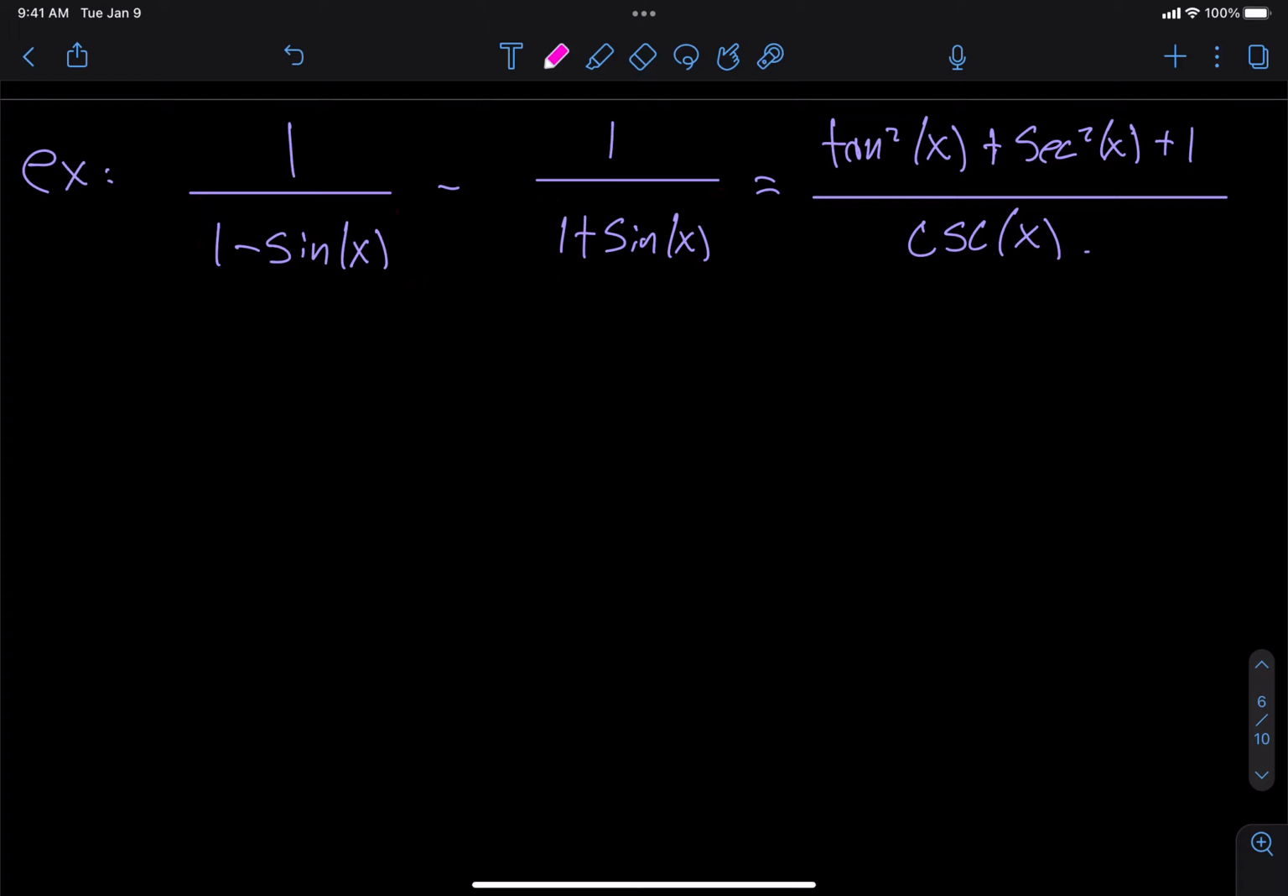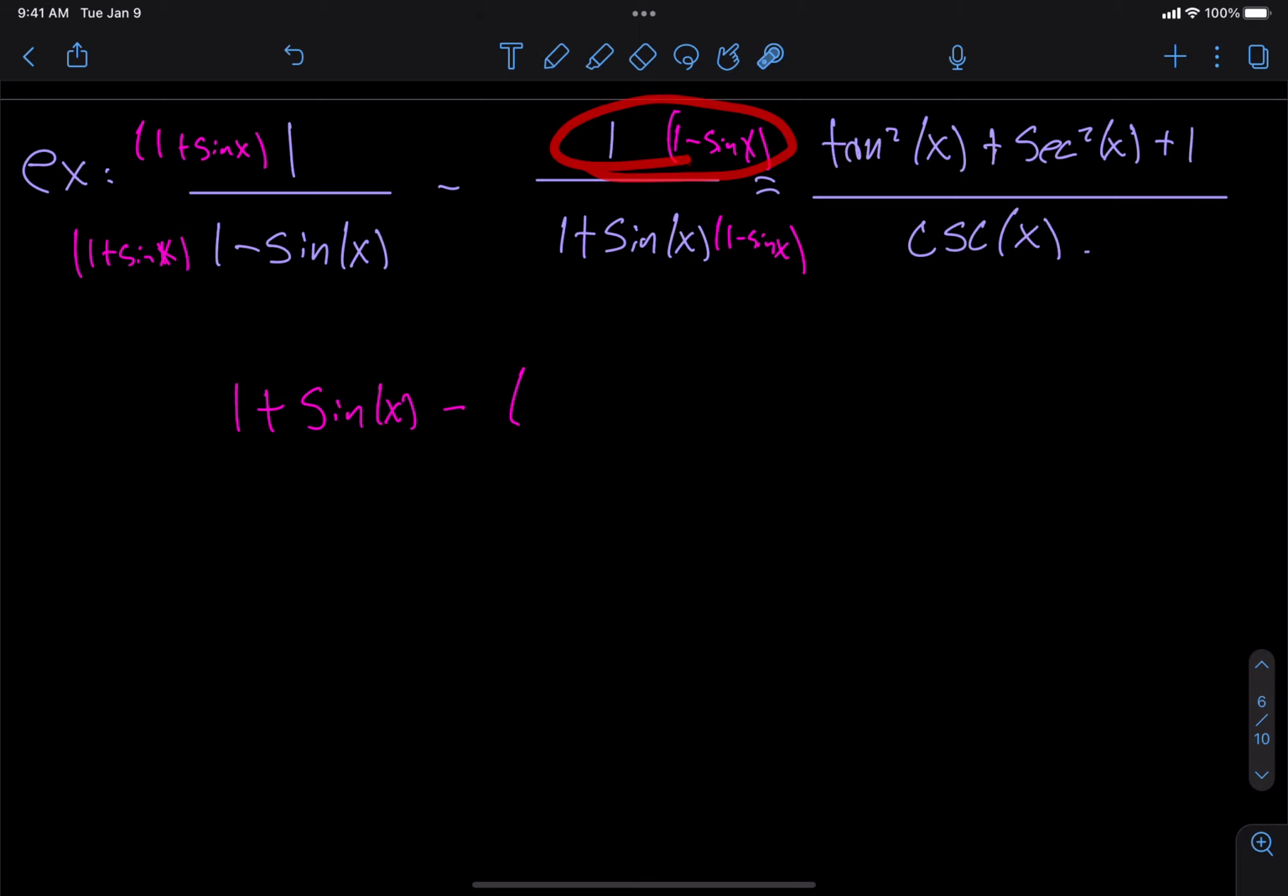So let's start on the left-hand side, and I'm just choosing that completely arbitrarily. What am I going to do? I'm going to multiply this side by 1 plus sine x over 1 plus sine x, and this side by 1 minus sine x over 1 minus sine x. Then I get 1 plus sine x minus... Now I need to subtract this whole numerator, so I'm going to put it in parentheses, and that becomes 1 minus sine x.